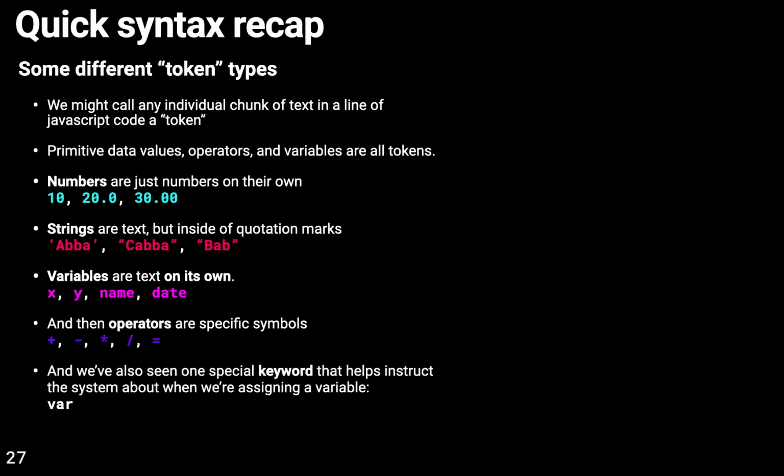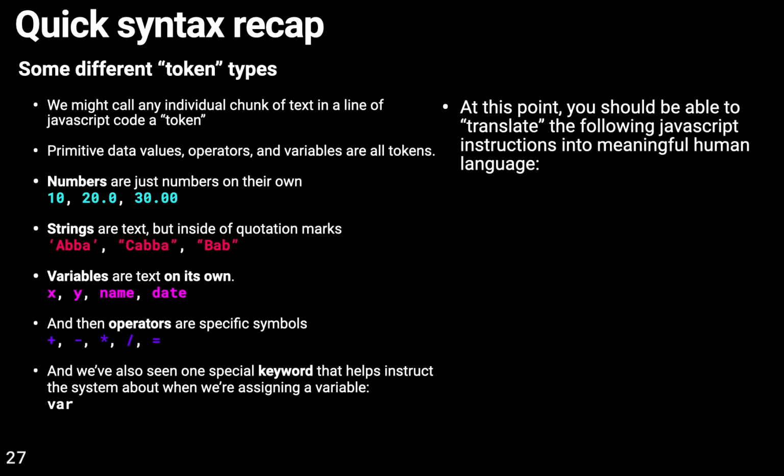Oh, and we've also seen one special keyword that helps instruct the system about what we're actually doing. These happen pretty frequently in code, but they're a different type on their own. In this case, the word var means I'm about to declare a variable, I'm about to assign a new variable. This just helps the system make sure I do the basics to get set up to catch numbers. Whereas if you do it without it, it kind of works, but I wouldn't advise it. So stick with var.